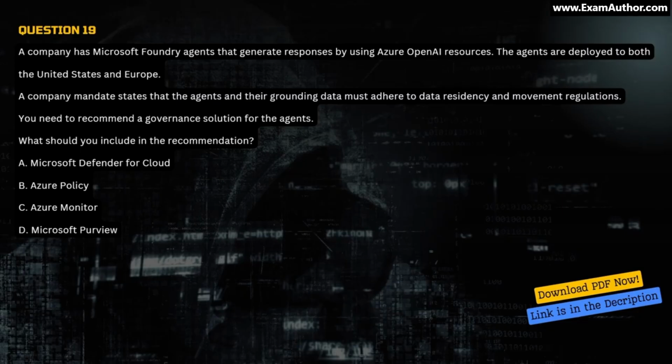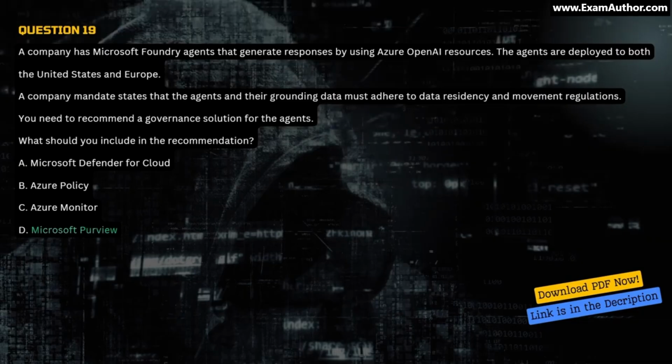The agents are deployed to both the United States and Europe. A company mandate states that the agents and their grounding data must adhere to data residency and movement regulations. You need to recommend a governance solution for the agents. What should you include in the recommendation? A. Microsoft Defender for Cloud. B. Azure Policy. C. Azure Monitor. D. Microsoft Purview. Correct answer D.